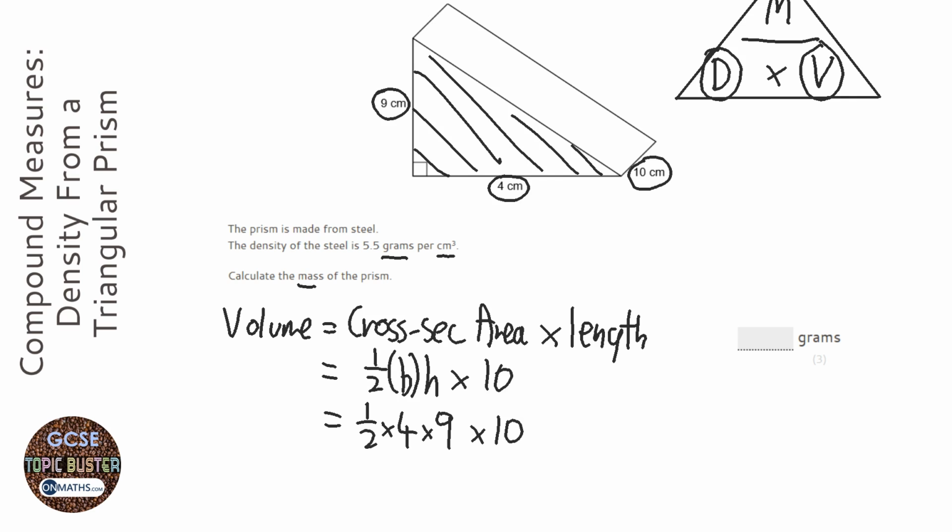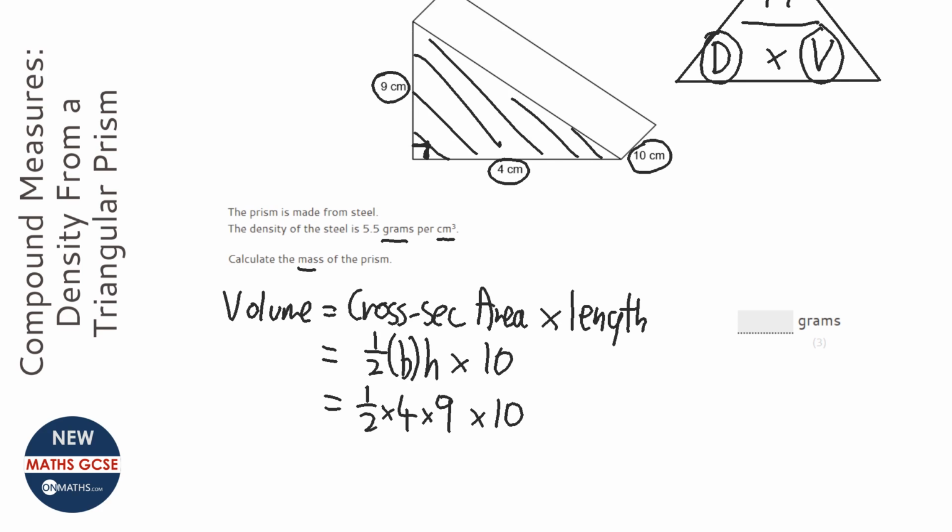Now the reason I know the height is 9 is that it hits the base at right angles, and that's really important. The base and the height must be at right angles, and don't forget to halve it.